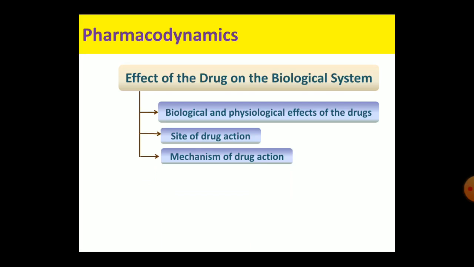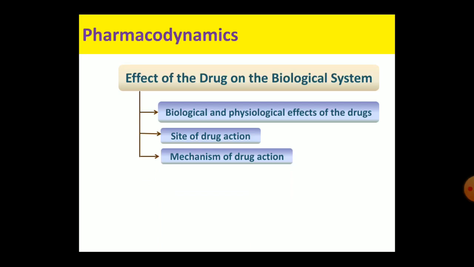Now dear friends, there are two terms that will come up in pharmacology. One is the mechanism of action of the drug, and second is the pharmacological actions of the drug. Pharmacological actions mean the action that the drug produces on the living organism, and the mechanism of action means how the drug produces that pharmacological action.